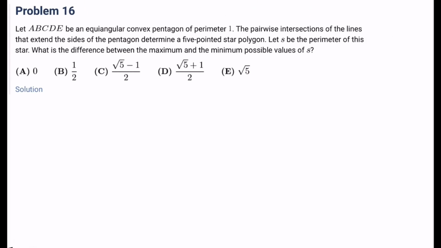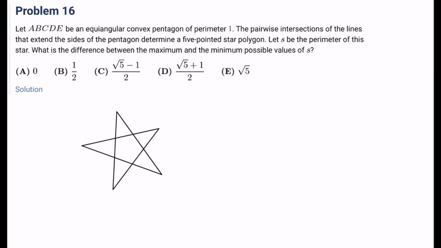Problem number 16. Let ABCDE be an equiangular convex pentagon of perimeter 1. The pairwise intersections of the lines that extend the sides of the pentagon determine a 5-pointed star polygon. Let S be the perimeter of the star. What is the difference between the maximum and minimum possible values of S? If we draw out one of these stars, right, then it's going to look something like that.